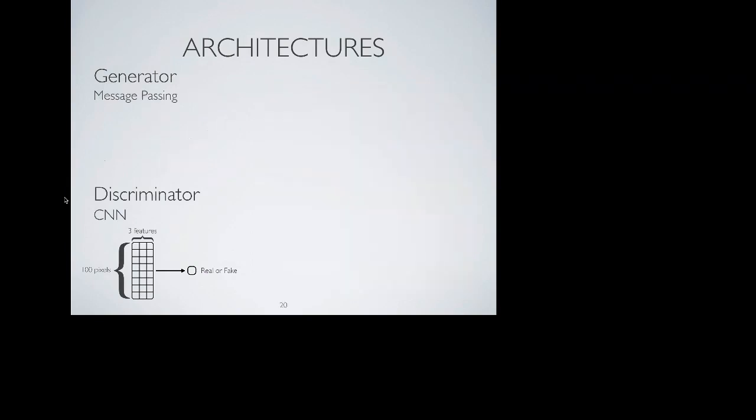I also tried a message passing generator, which starts off with a randomly initialized graph of 100 nodes, where their features are initialized randomly. Basically, the generator has each node in the graph take the information from its neighbors and aggregate that to update its own feature vector. And it does this a few times until eventually it outputs the 3 features we want for each node. This is called message passing.